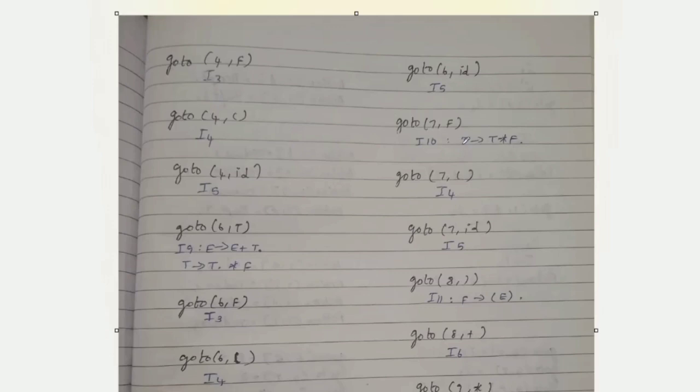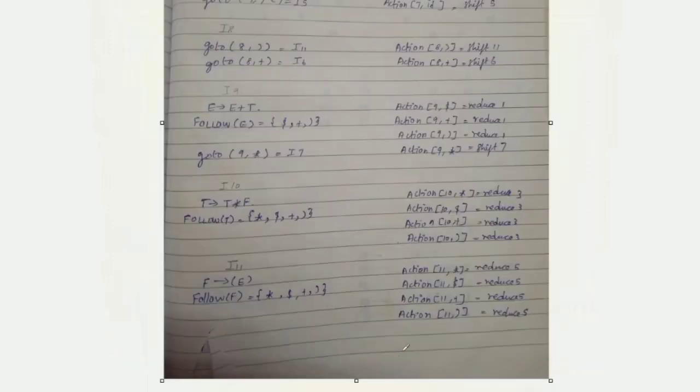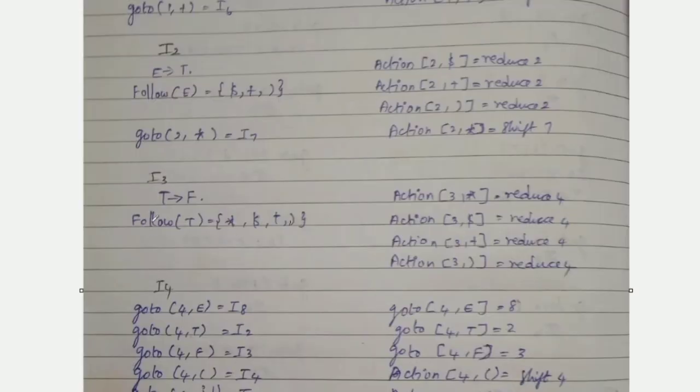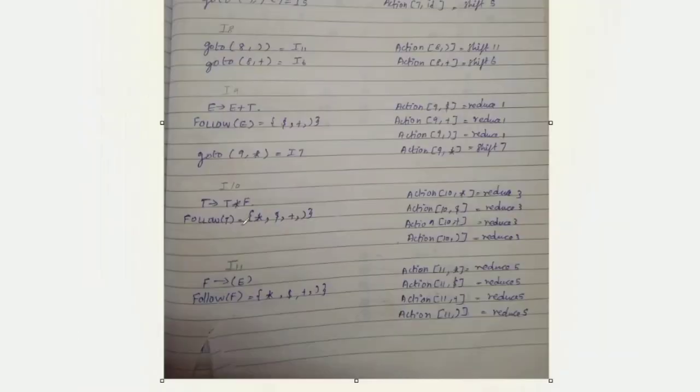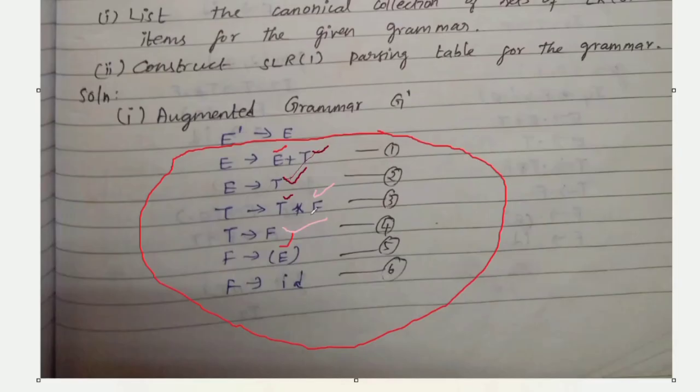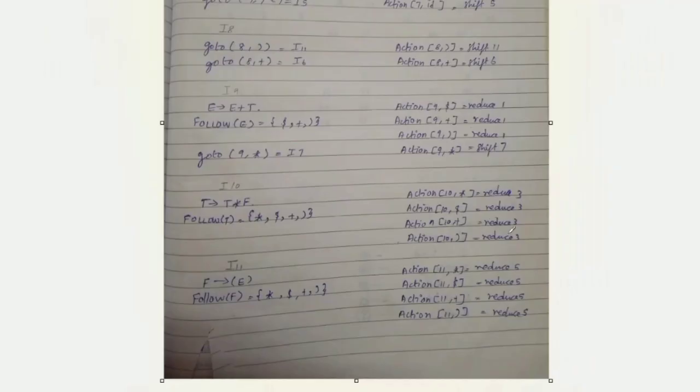Then consider the production T tends to T star F dot, which is a final item. Then take the follow position of T. We already found the follow position of T: star, dollar, plus, close bracket. Here you write follow of T: star dollar plus close bracket. Here we have the production T tends to T star F. It contains equation number 3. Then consider it as reduce 3.